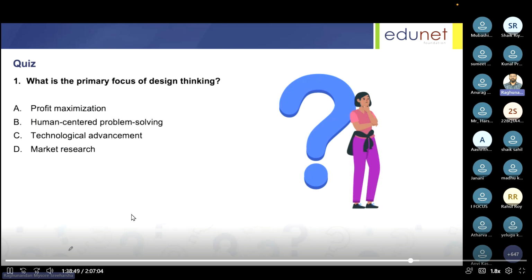Okay, good. We are getting lots of B answers. The question is, what is the primary focus of design thinking? As I've underlined, it is basically human-centered problem solving, right? There are some different answers also.